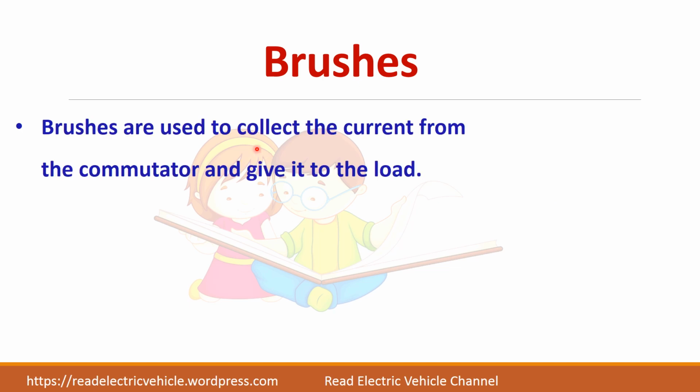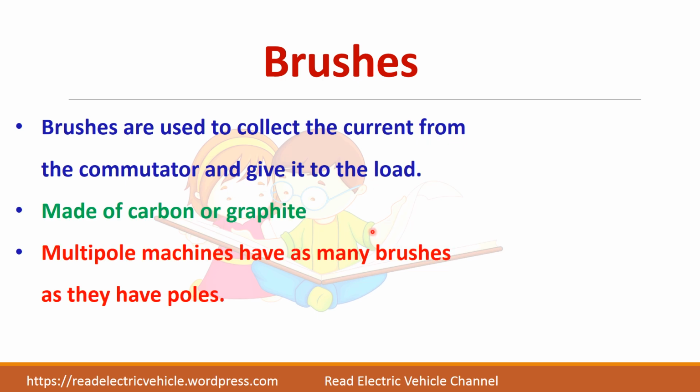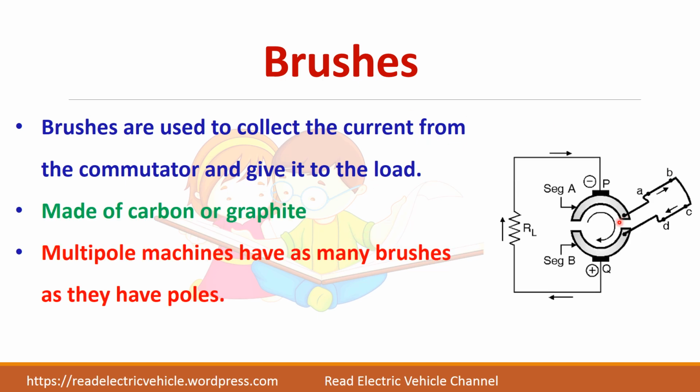Next we have brushes. They are used to collect the current from the commutator and give it to the external load. You can see here the brushes are connected to the external load. They are made up of carbon or graphite, and in case of a multiple pole machine you may have multiple brushes.